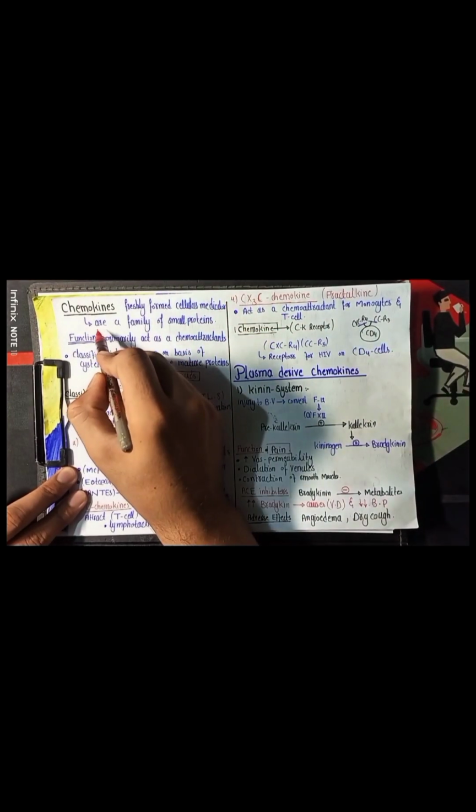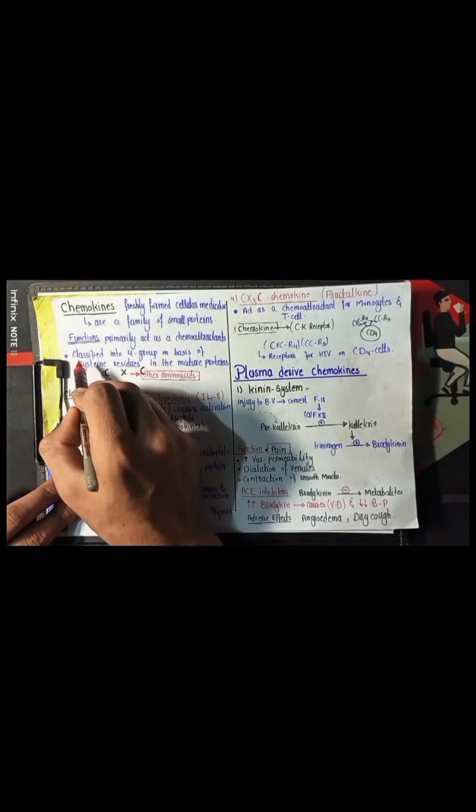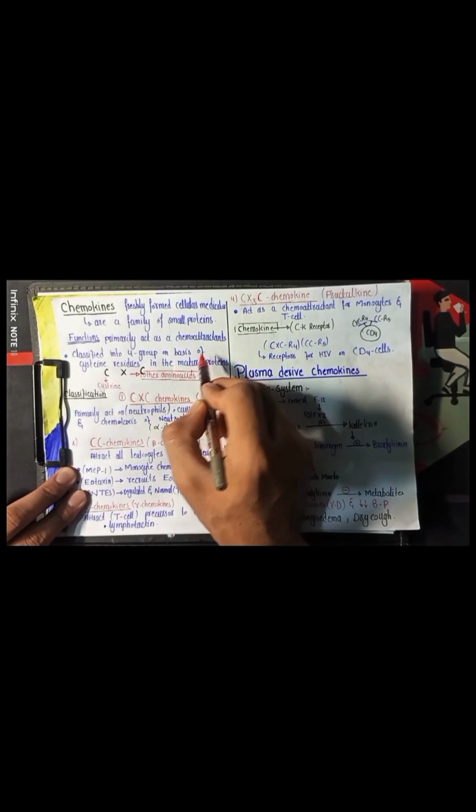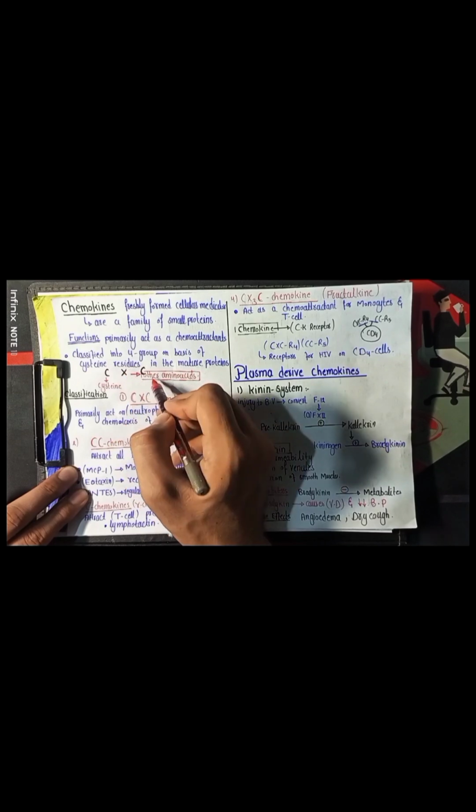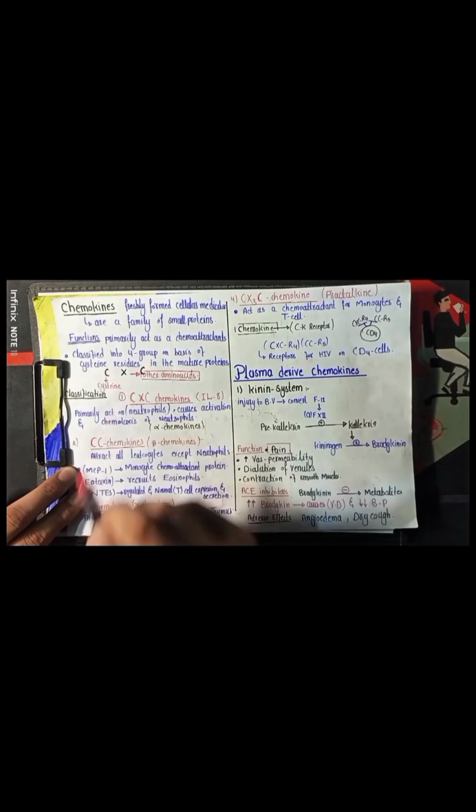Next we come to the chemokines. The chemokines are freshly formed cellular mediators, and they belong to a family of smaller proteins. These chemokines primarily act as chemoattractants for the leukocytes, and the chemokines are divided into 4 main groups on the basis of the cysteine residues in the protein. They consist of cysteine on either side, and in the center there are amino acids other than cysteine.